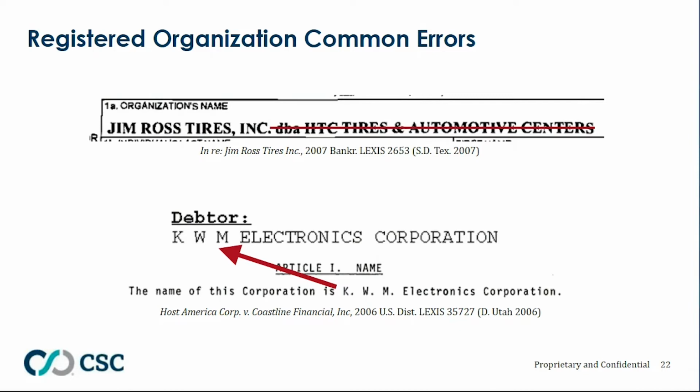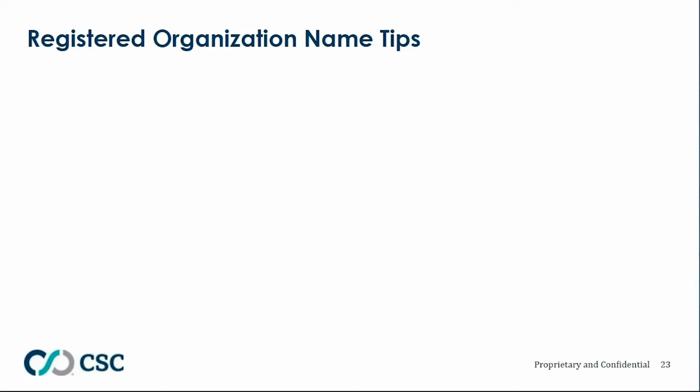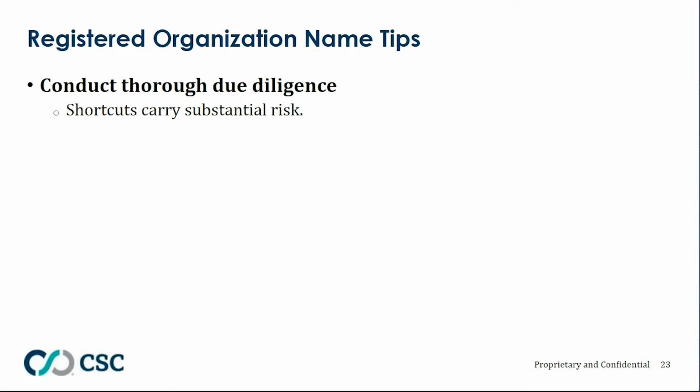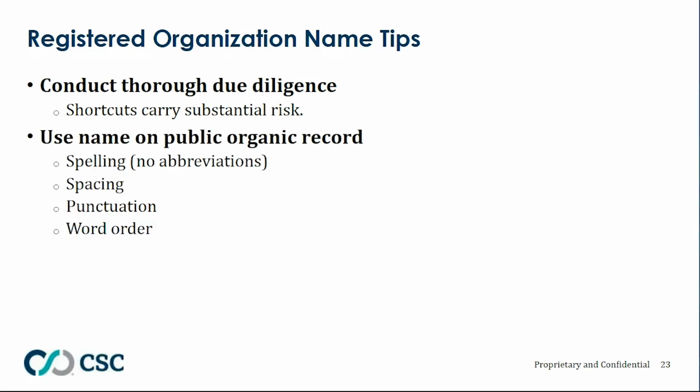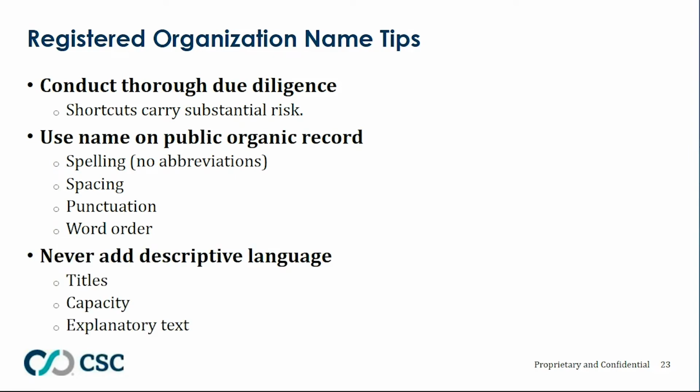So when it comes to registered organization debtor names, some tips to bear in mind. Always conduct thorough due diligence on the debtor names. Make sure you look at the public organic record and put that name into the financing statement exactly as it appears. Spelling, spacing, punctuation, word order, no abbreviations, even upper and lower case should be identical to the source document. And remember, never add anything to a debtor name that shouldn't be there. That means including titles, statements of capacity, or any other explanation, because all that will do is make it so it's not the correct name of the debtor and prevent it from showing up on a search.